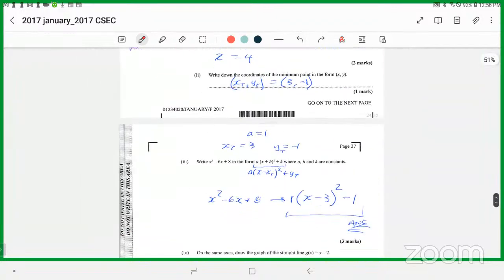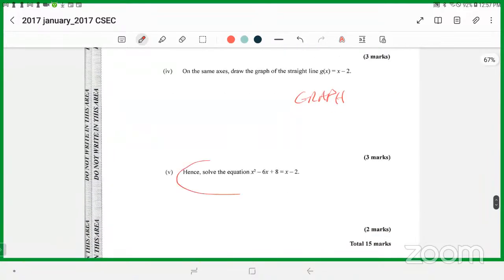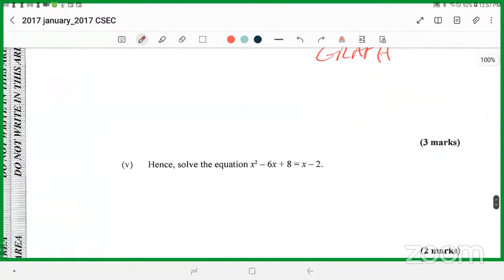You see, they ask you down here. It says, on the same axis, draw the graph, which is done on the graph. And then down here now, it says, hence solve this equation. Now, this equation is where the curve equals the line, meaning where they intersect. But that's an equation in x. So the answer we want are the x values where they intersect.